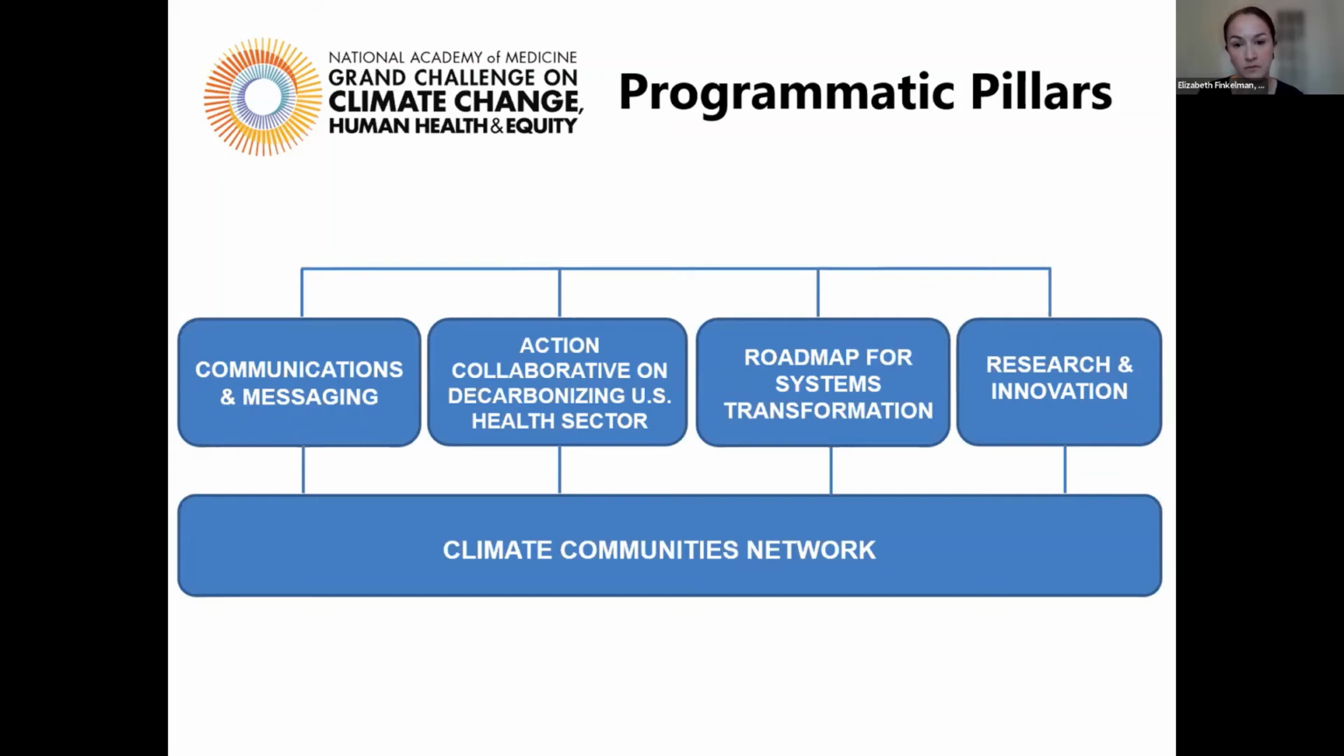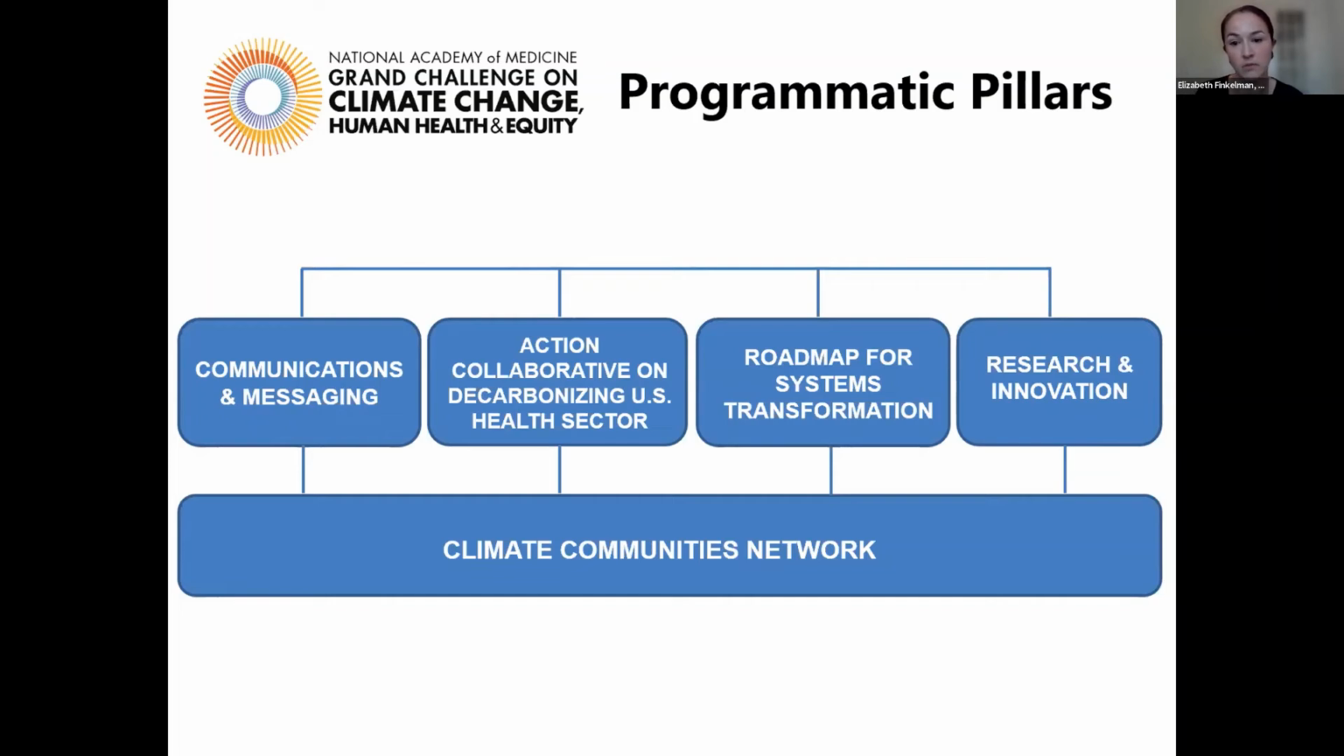We have a fourth programmatic pillar that focuses on mechanisms to accelerate research and innovation at the nexus of climate change, human health, and equity, given that historically there's been limited public and private sector investment in research at this nexus, and funding streams have largely remained siloed.